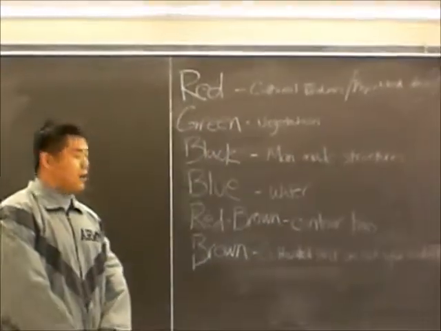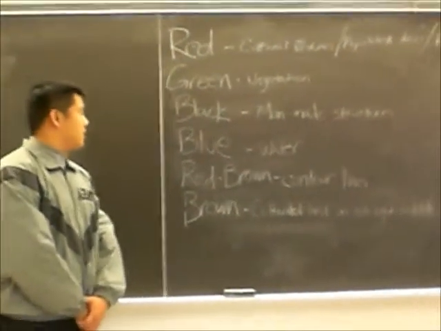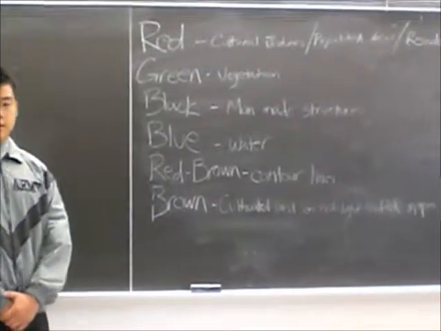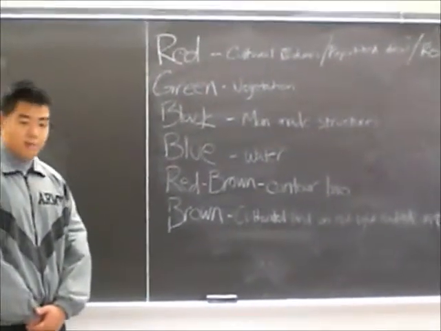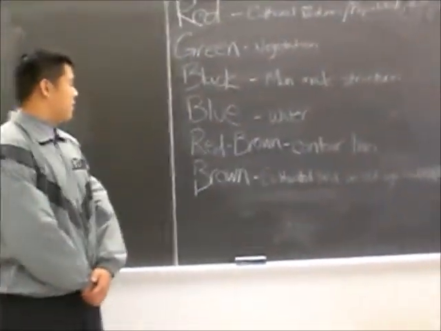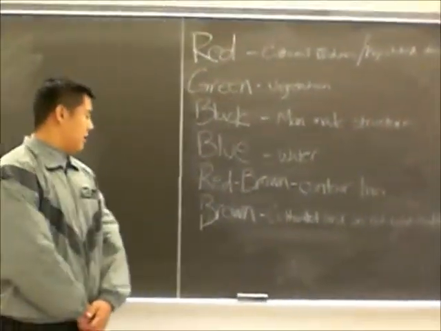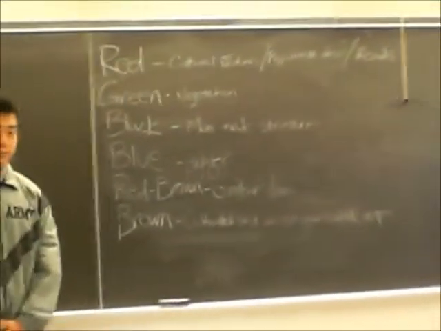The second color is green, which represents vegetation such as forests and fields. The third color is black, which represents man-made structures like buildings. The fourth color is blue, which represents any water source like lakes and streams. The fifth color is red-brown, which just represents the contour lines on the map. And the last color is brown, which is basically like red, but it's red light readable.